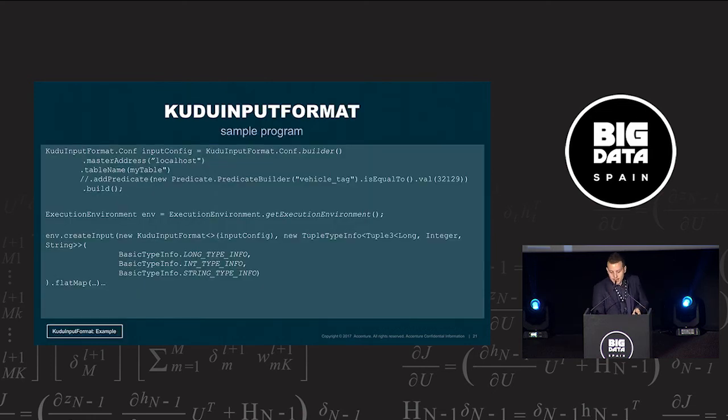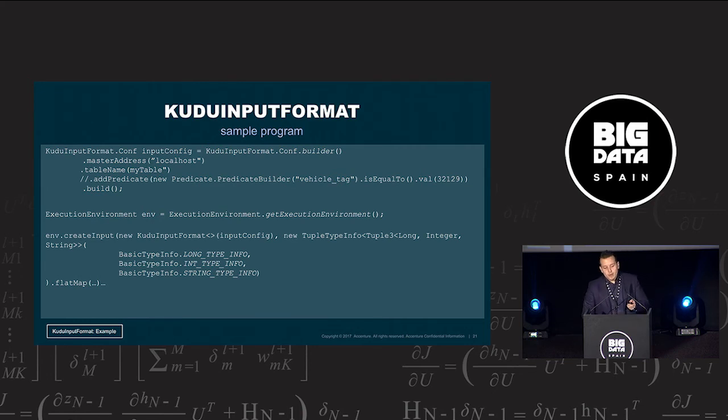And yeah, this is how the API looks. The first step is to create a configuration object by specifying the master address or addresses and the table name. Optionally, we can specify a predicate to reduce the amount of data being moved from Kudu to Flink. We can skip this step and apply filters later on in Flink, but it is usually less efficient because it requires moving the entire table from Kudu to Flink. So be careful with this.